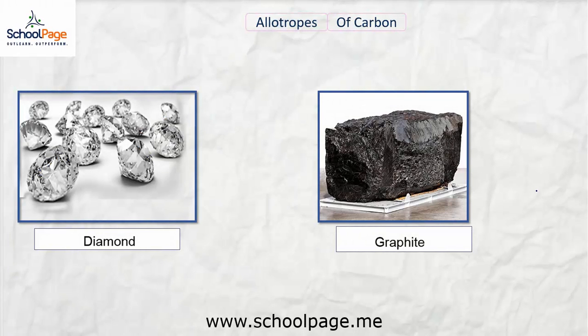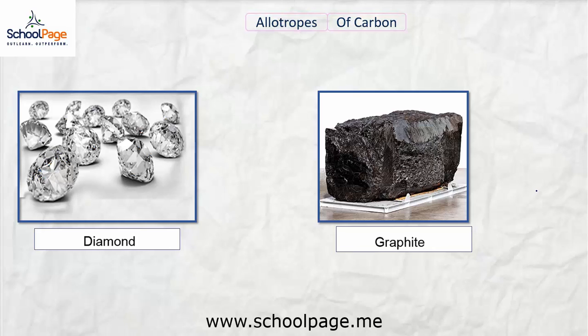Diamond and graphite are allotropic forms of carbon. Both are made up of purely carbon atoms. But still, there is a lot of difference between them. The first difference which occurs when we look at these two allotropic forms of carbon is their occurrence.